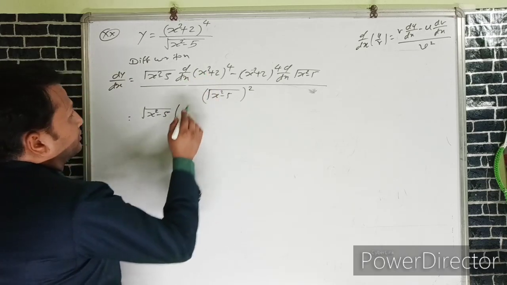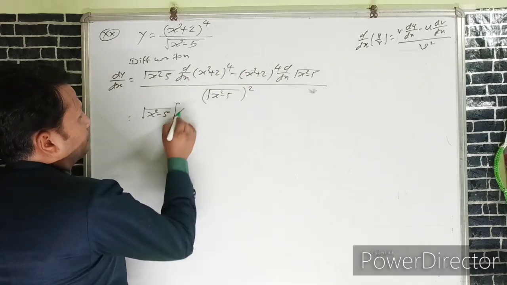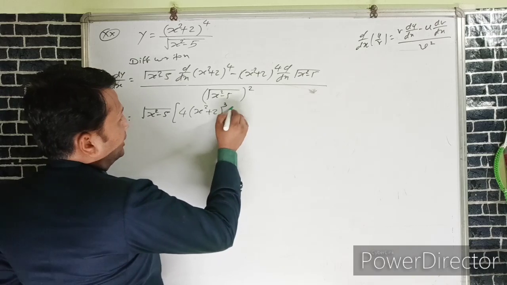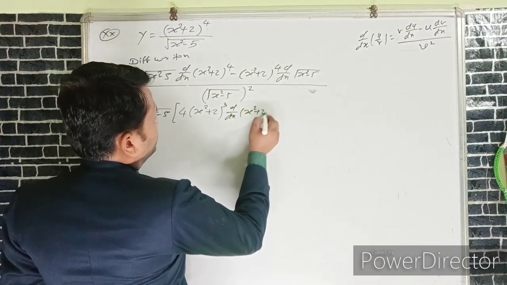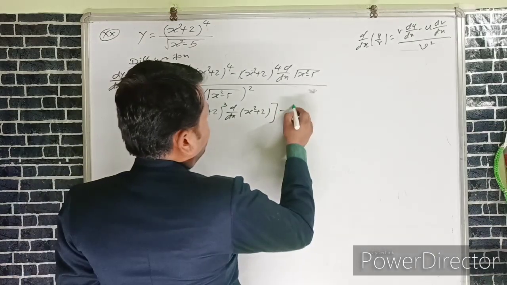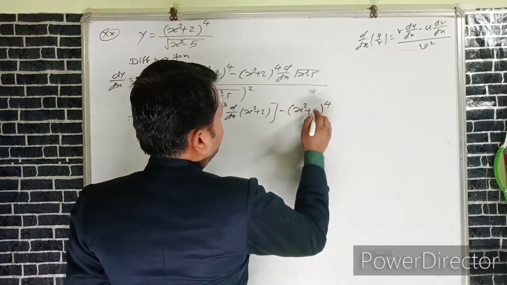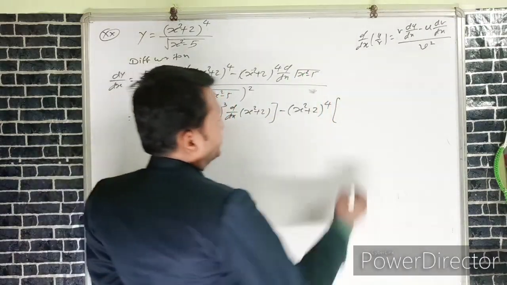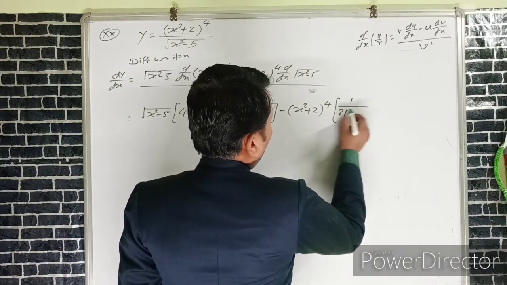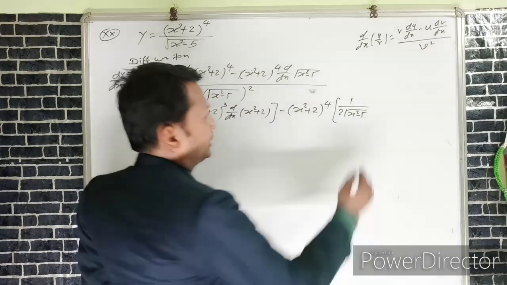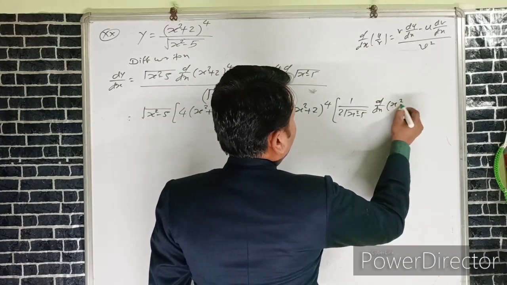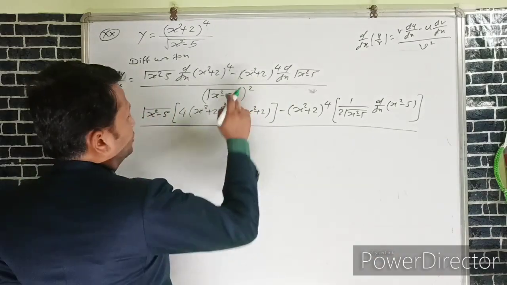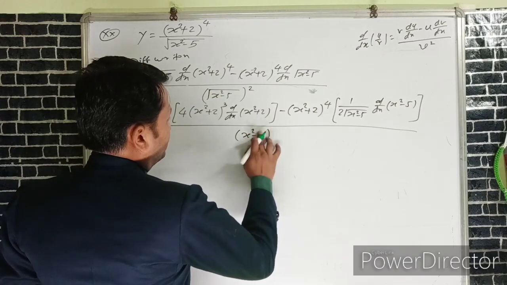the derivative of x square plus 2 whole raised to the power 4 is 4 into x square plus 2 raised to the power 4 minus 1, which is 3, and we take again the derivative of x square plus 2, minus x square plus 2 whole raised to the power 4 as it is, and we take the derivative of under root of x square minus 5, which is 1 upon 2 under root of x square minus 5, and we take again the derivative of x square minus 5, upon under root of x square minus 5 whole bracket square, and square root cancel, x square minus 5 as it is.